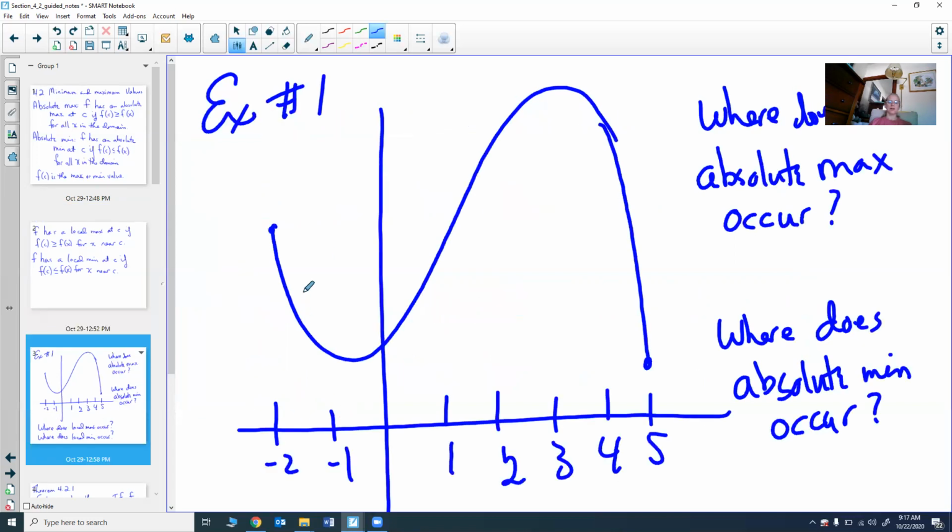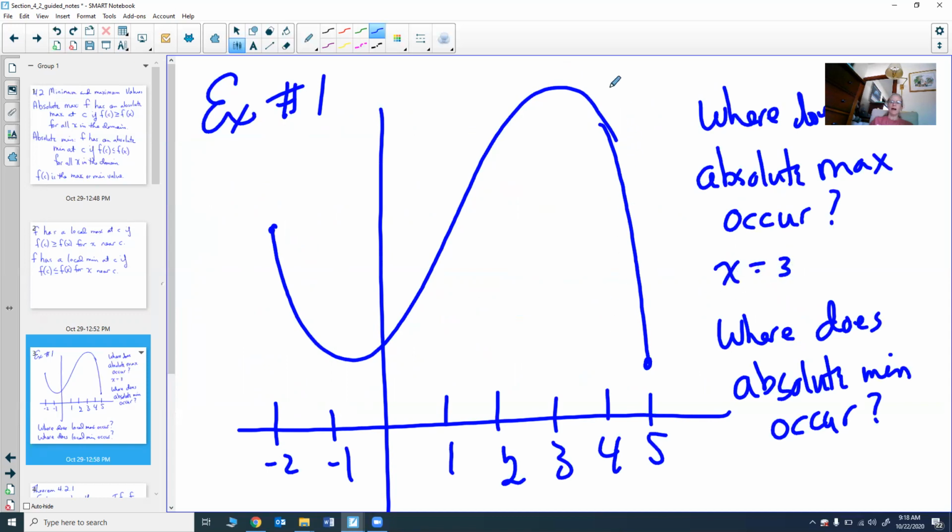So here's an example to show you these concepts. I have a function that starts at some closed point here, comes down, then goes all the way up, and then comes back down to a closed point. What I want to know is where does the absolute max occur? Again, we're going down, so that's not a max. Then we go up, and we get up here. That highest point is your max point, and that occurs when x equals 3. So the absolute max occurs when x equals 3.